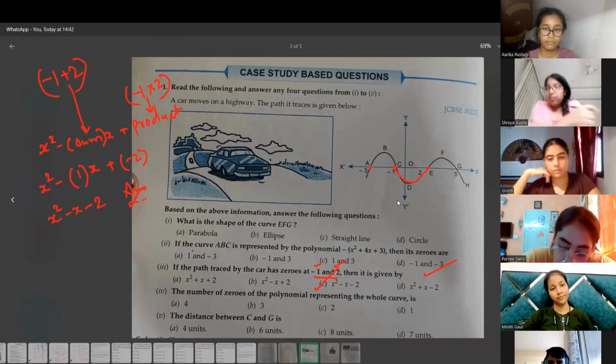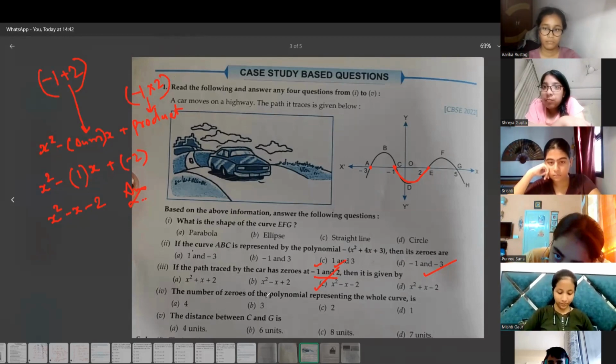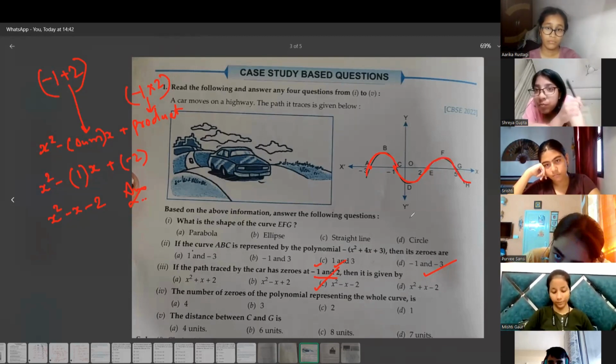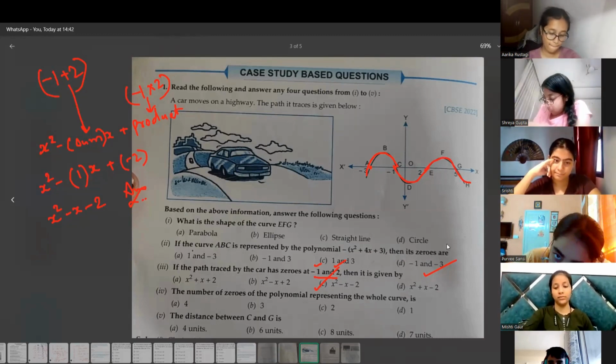Clear or not everyone? Anyone, any doubt here? Okay. Next question. The number of zeros of the polynomial representing the whole curve. This complete curve. So how many zeros are there? 4 zeros. Clear or not?